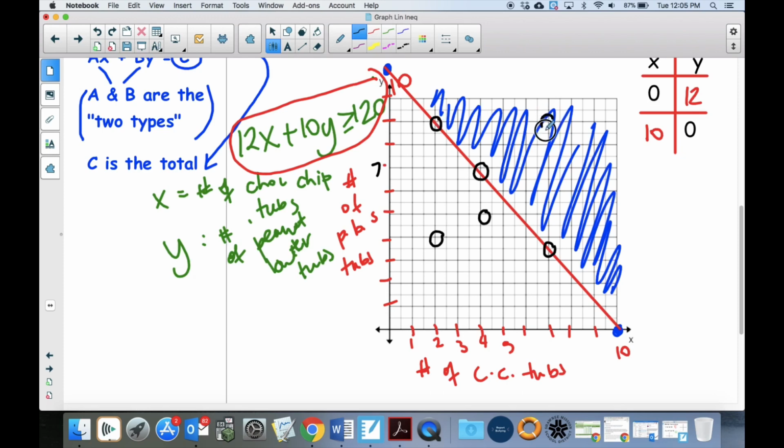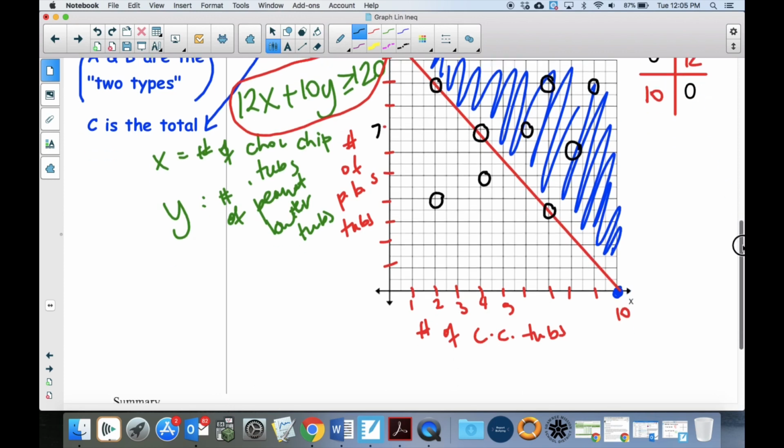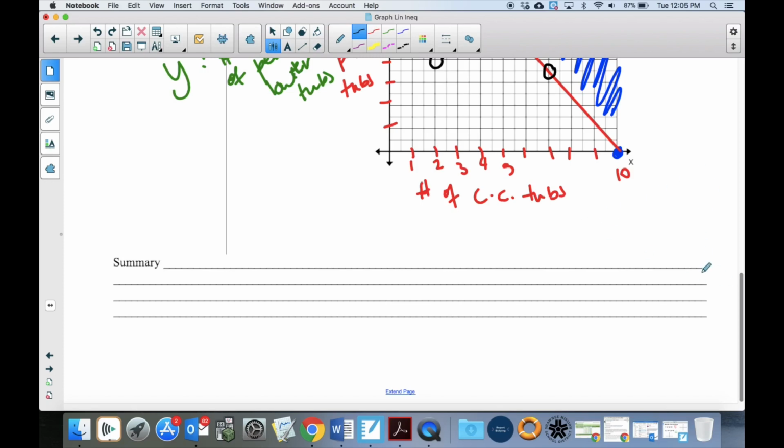That also means anything out here is over $120. So any combination of these, we have exceeded our goal. We could sell 8 chocolate chip and 6 peanut butter. We would make more than $120. We could sell 7 chocolate chip and 9 peanut butter. That would be more than $120. So anything in this blue shaded area is more than $120. Anything down here is less than $120, doesn't qualify, that's why it's not shaded. And if it's on the line itself, it is exactly $120. Okay, that is what we need to know.